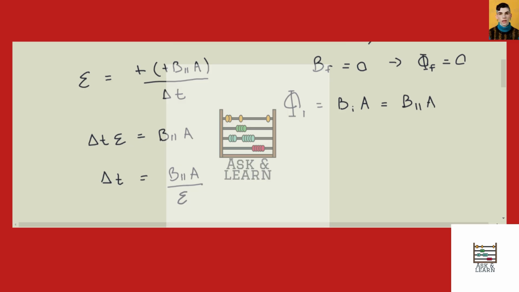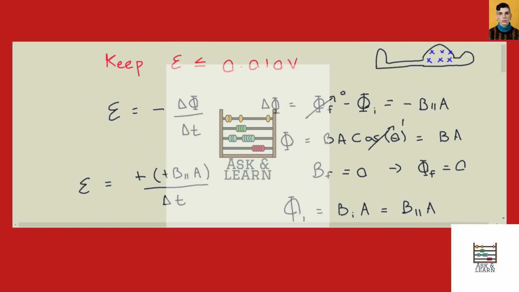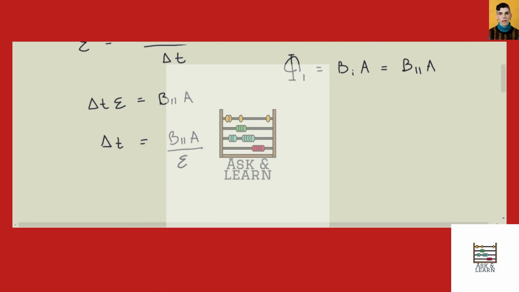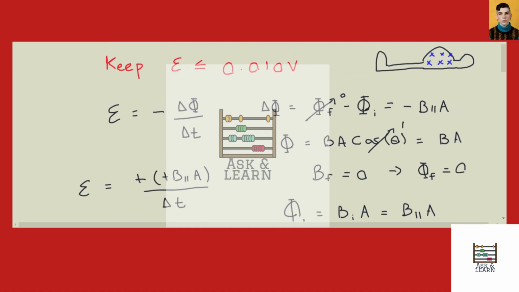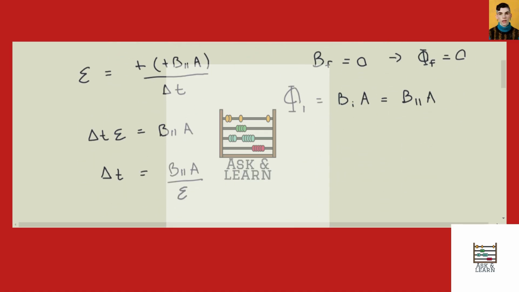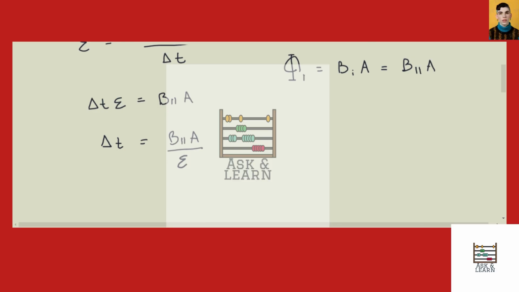So if we solved this right now by using E equals 0.010 volts, we'd be finding the time required to reduce our field to 0 that would generate an induced EMF of 0.01 volts. And if we want it to be any less than that, we want to make sure that this delta t isn't any faster. So really what we want to say here is that delta t is going to be greater than or equal to this value here, because we don't want it to be any quicker.